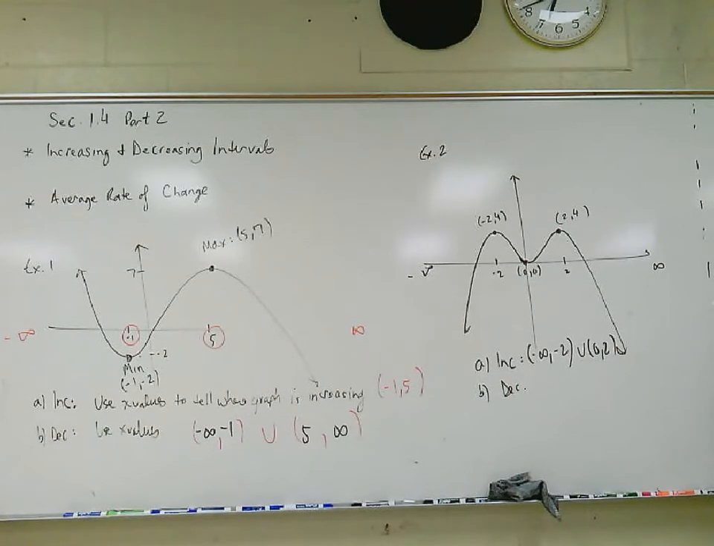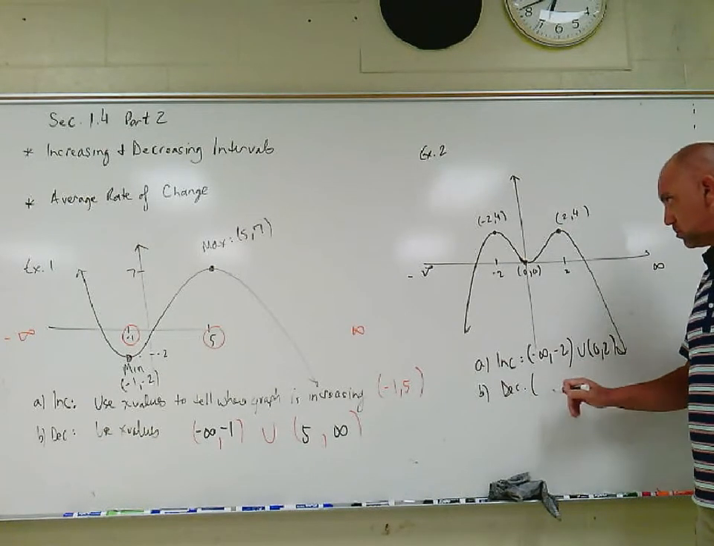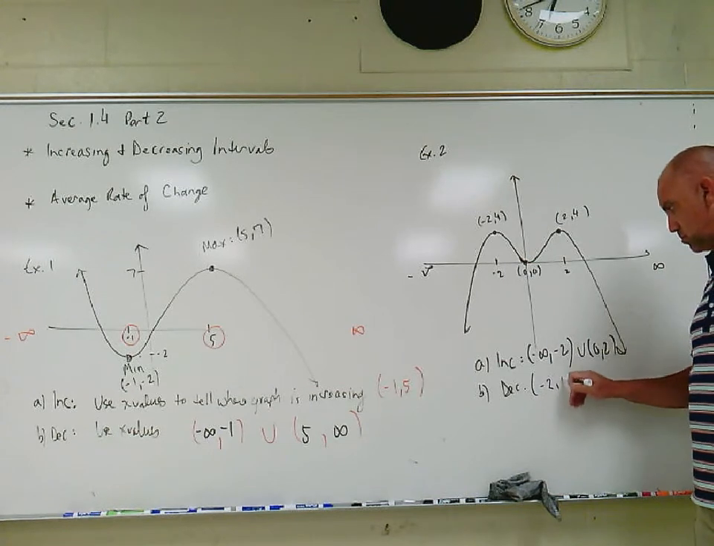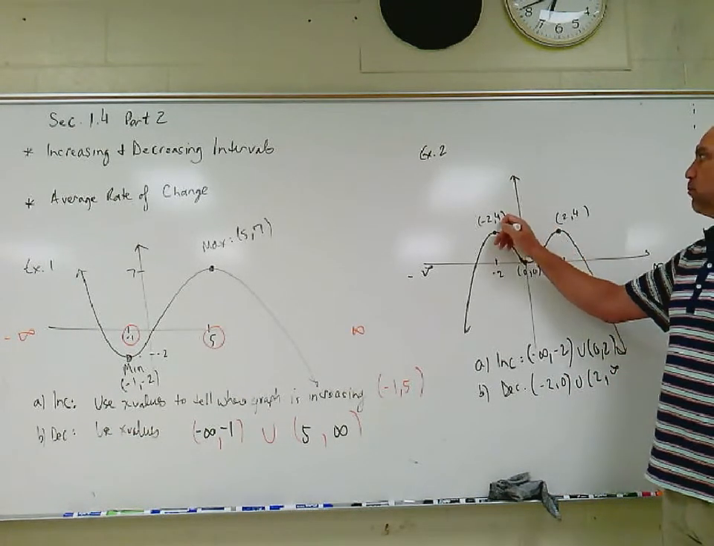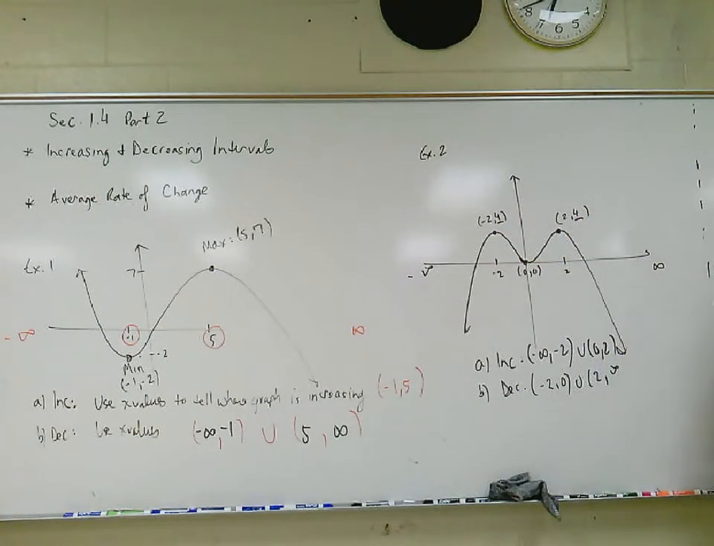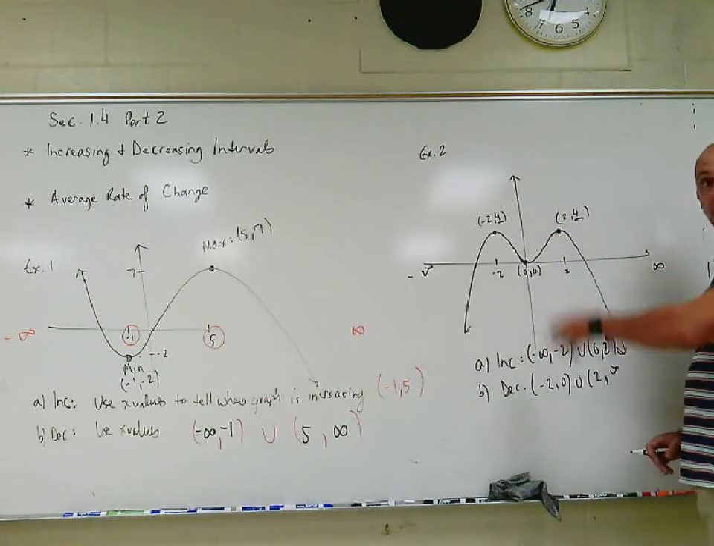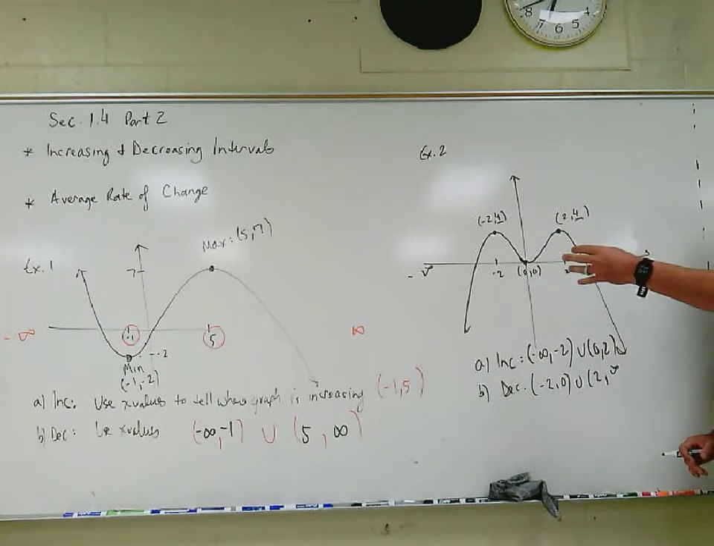All right. What about decreasing? Who can give that one? All right, go ahead. Decreasing is -2 to 0, and then 2 to infinity. All right, so what do these y's stand for right here, the 4s? So what does that tell us? Yeah, I mean, you don't use it for increasing and decreasing. It's actually just telling us, if you wanted to do domain and range, right?